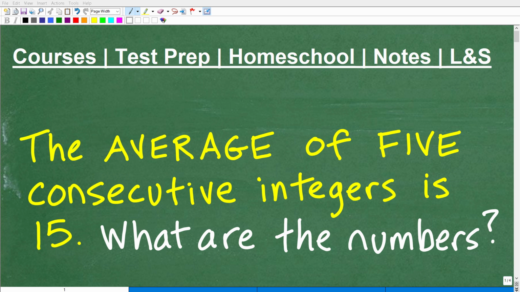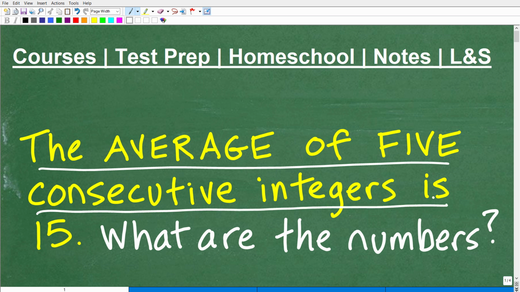So, the first step in solving any math problem is to read it. So, let's go and do this right now. It says the average of five consecutive integers is 15. What are the numbers?